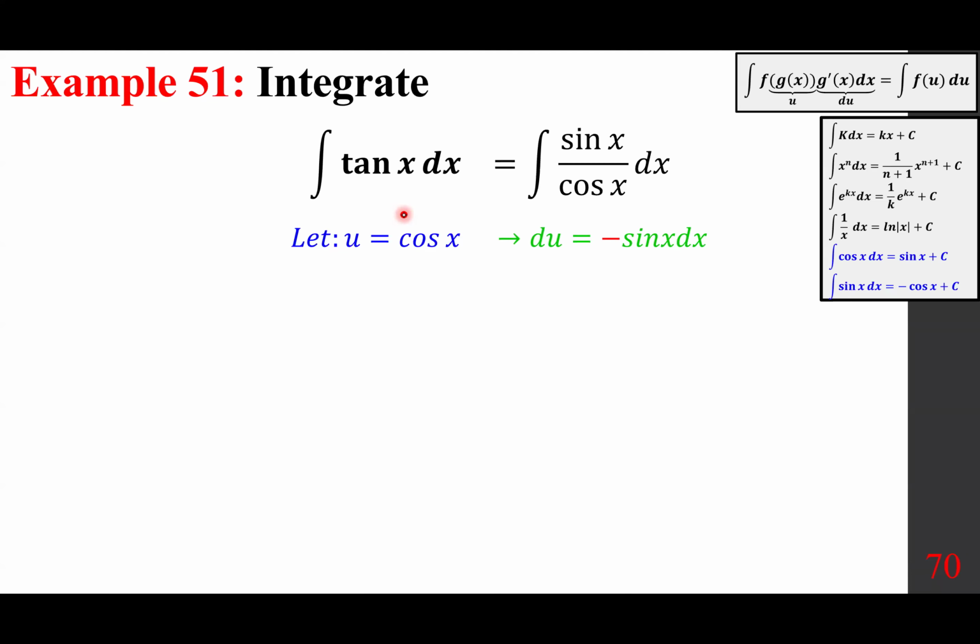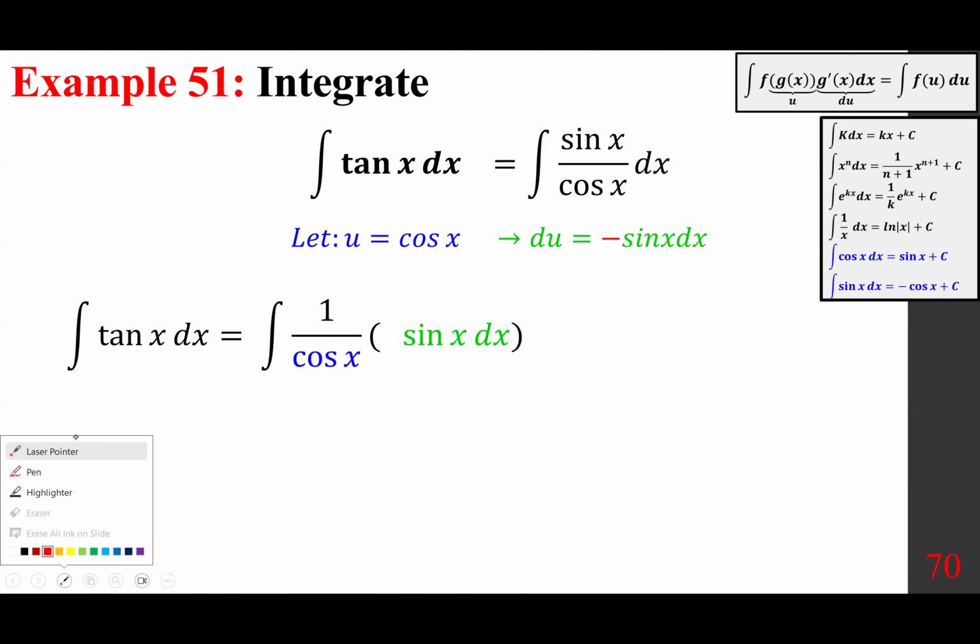So we are going to rewrite it. So tan x is 1 over cosine x times sine x dx. But we need a negative, it's missing. So negative means negative 1. You put a negative in, negative out. That means you're putting negative 1 in, negative 1 out. Their product is positive 1 and it's fine.